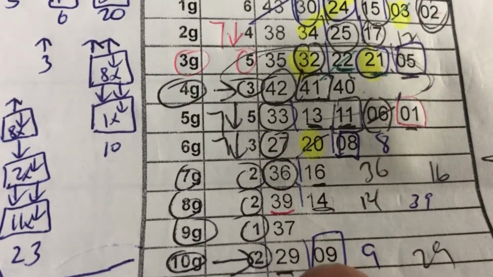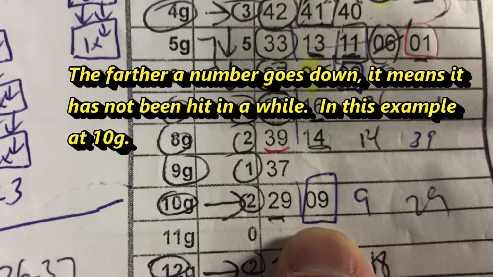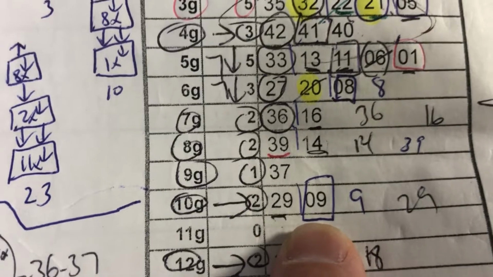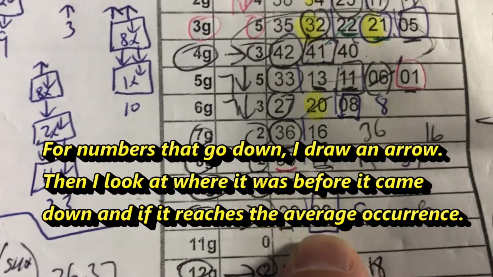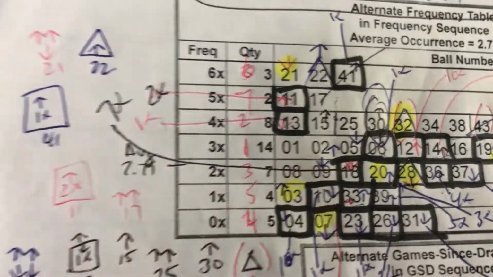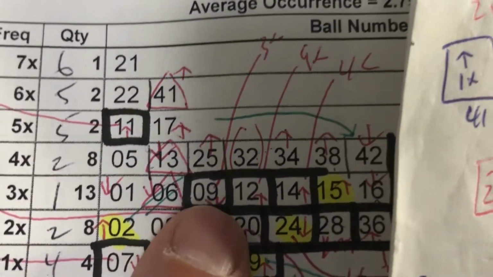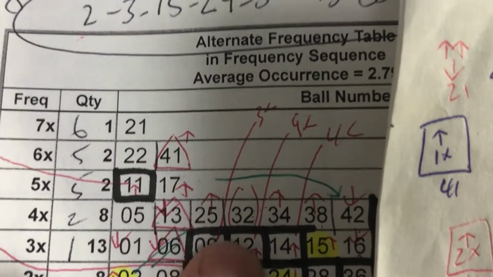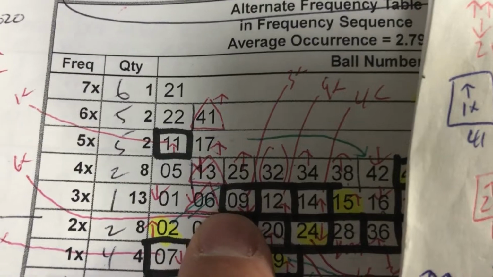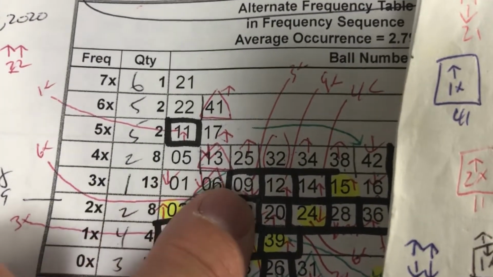Then I would look down here. You see that I drew a square around number 9 because I thought it was most likely to hit, but I was wrong. So that's the way I would do that. I would look at the previous drawing to see where it was at and how many times. Oh, do you see that 3x above it? That tells you it's been sitting here on this 4th tier, 3x, 3 times.